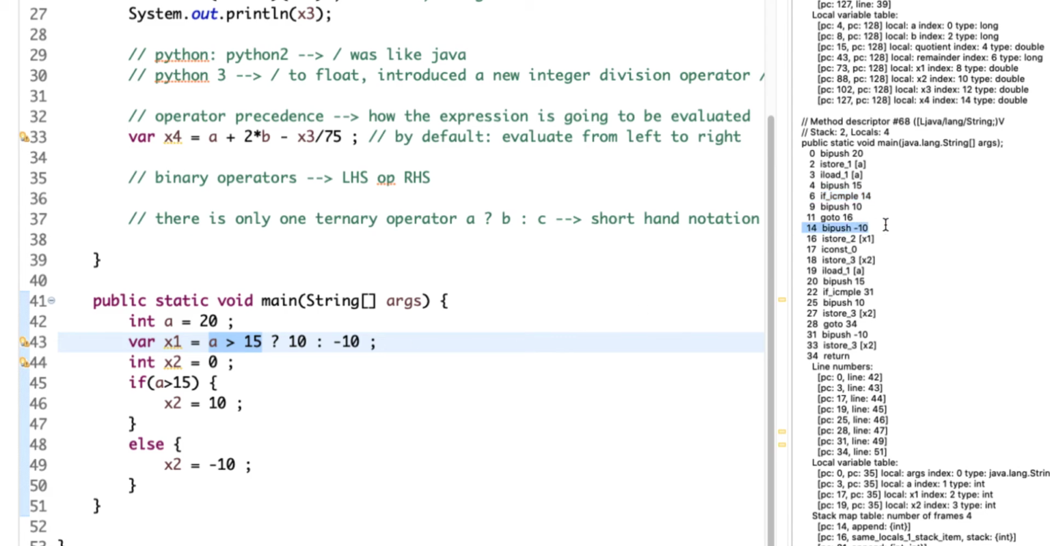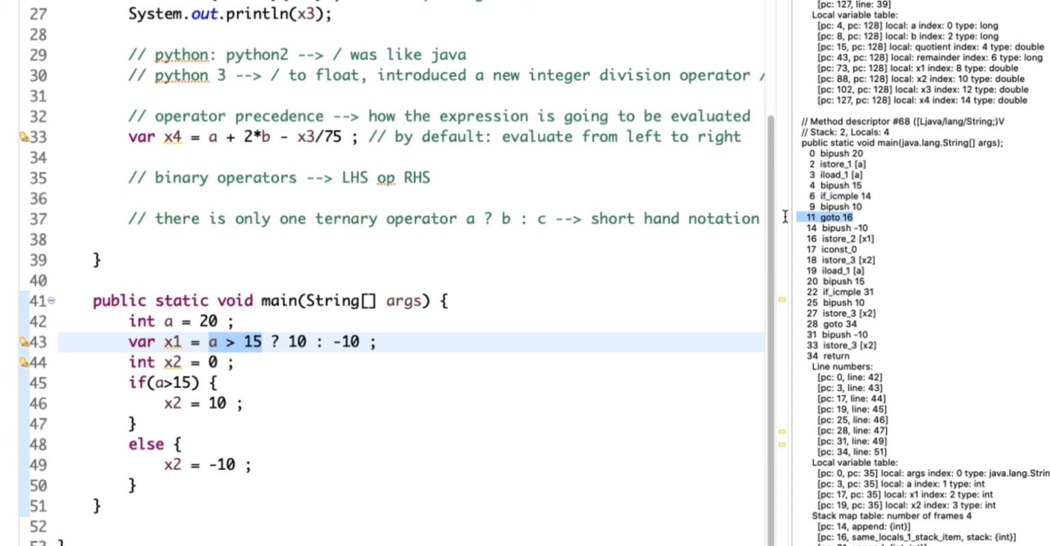Line 14 assigns minus 10, right? So it goes with this branch, and then x1 gets minus 10. Minus 10 is stored in x1. So again, it's very interesting. I recommend that every once in a while you look at the bytecode and see how the compiler writes the bytecode, because here we're doing a greater than condition, but the compiler actually wrote the integer compare less than or equal and jump to 14.